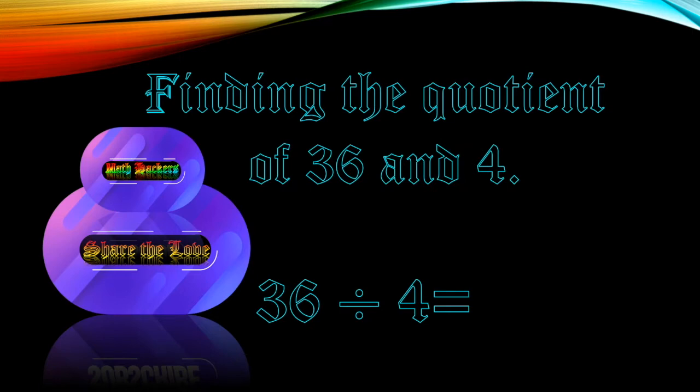Finding the quotient of 36 and 4, which basically means 36 divided by 4, which gives us the answer of 9. This is just another term for dividing, or put simply, division. Just like plussing and minusing are interconnected, division and multiplication are interconnected too.